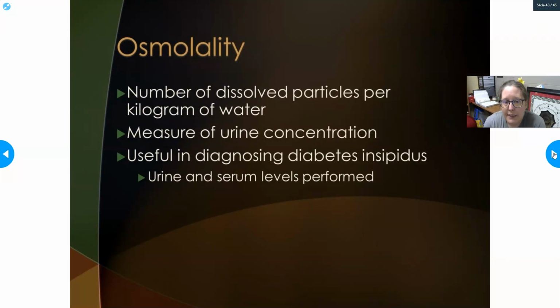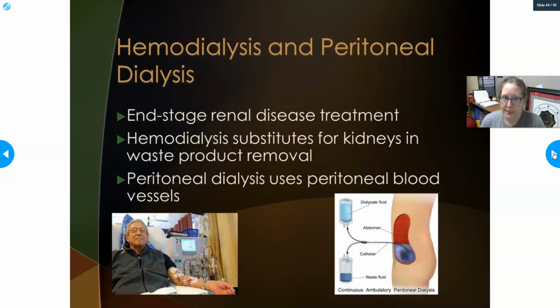The osmolality is measuring the number of dissolved particles per kilogram of water. It does not tell you what those particles are. So it's basically a measure of urine concentration if you're doing it on urine, or a measure of sodium concentration if you're doing it on sodium. And it's useful in the diagnosis of diabetes insipidus. So you would perform both urine and serum levels, and you would see a really dilute urine, so very low osmolality in urine, and a really concentrated serum, so you would see a high osmolality in the serum, and that would indicate diabetes insipidus.